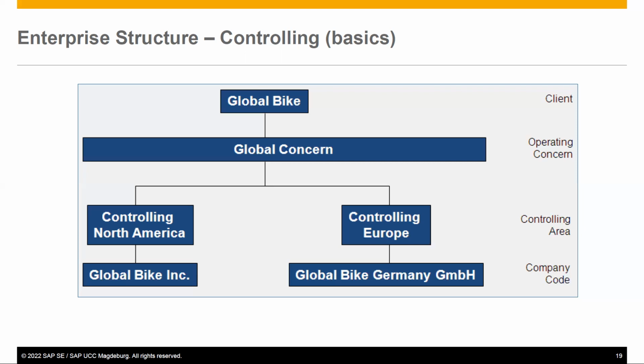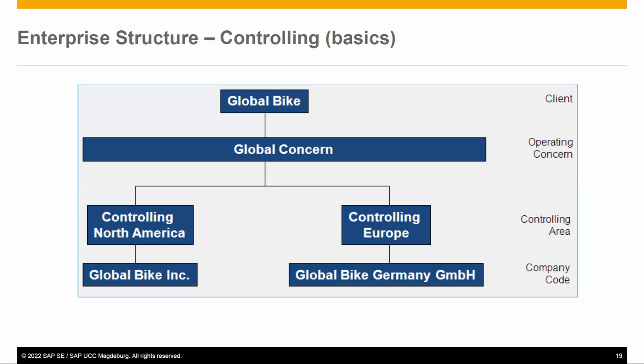Operating concern could be any area of profitability that you want to measure. For example, sales of a particular product, or sales of a particular product in a particular country. That could be your area of concern that you want to see. So these kinds of reports we can get from the operating concern. Operating concern has the controlling area. One controlling area can have one company code or one company or many companies.